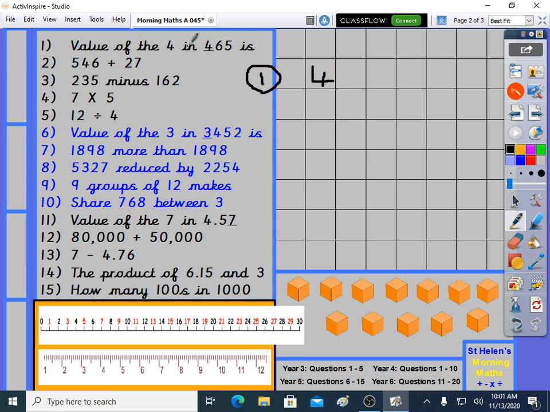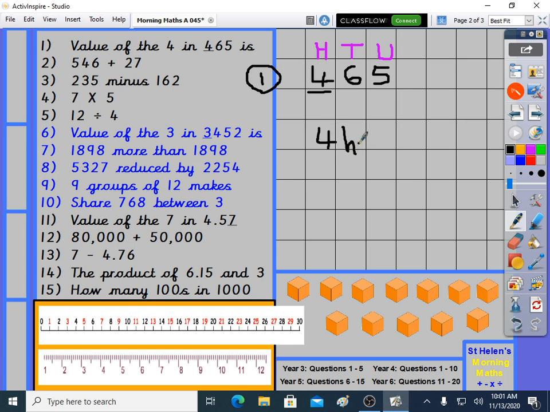Value of the 4 in 465. The value of the 4. So what is that 4 worth? Because it's not just worth 4. The 5 is worth units, 5 units. The 6 is worth 6 tens. The 4 is worth 4 hundreds. So the answer today is 4 hundreds.